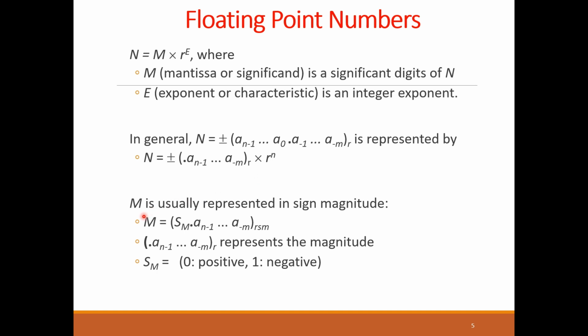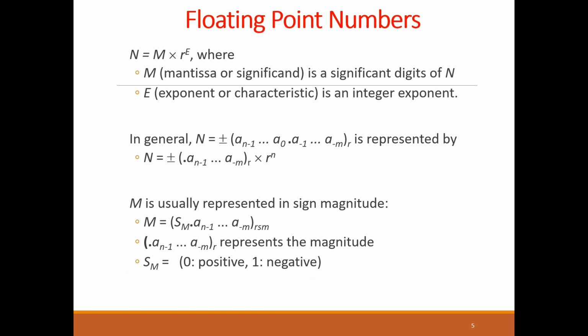So M is usually represented in sign and magnitude. This is the M part and this is the exponent part. M will have a sign and magnitude: the sign bit is 0 for positive, 1 for negative, then the point, and then the mantissa. It is called radix and sign and magnitude representation of the mantissa. So this represents the magnitude and SM represents the sign bit.